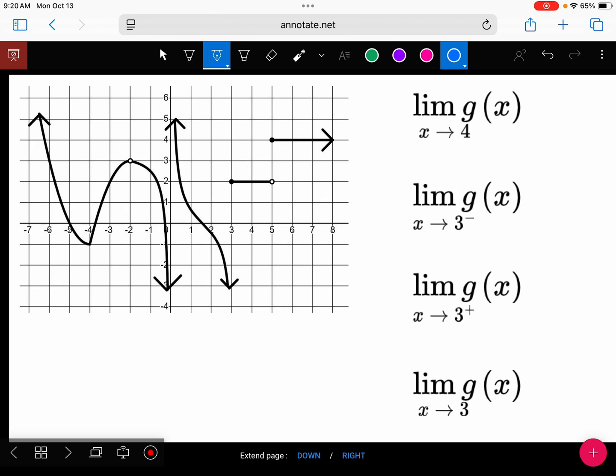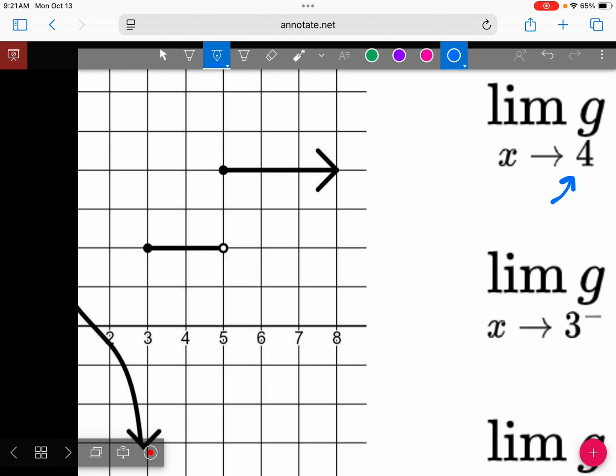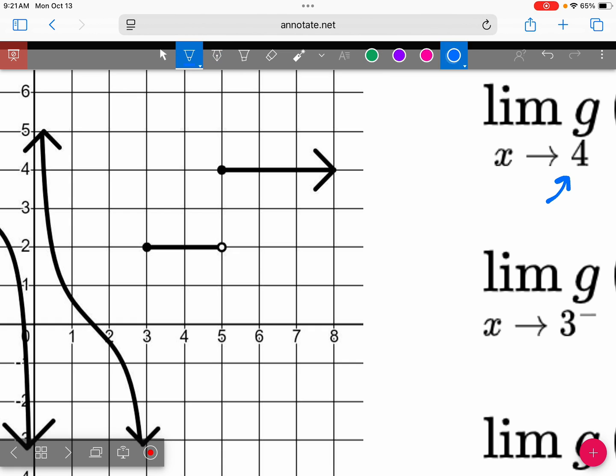All right. So this one, it's not organized in quite the same way, so we're just going to need to be careful. So we want to know what the limit of g of x is going to be as x approaches 4. So look at where x equals 4. That's going to be this guy right here.